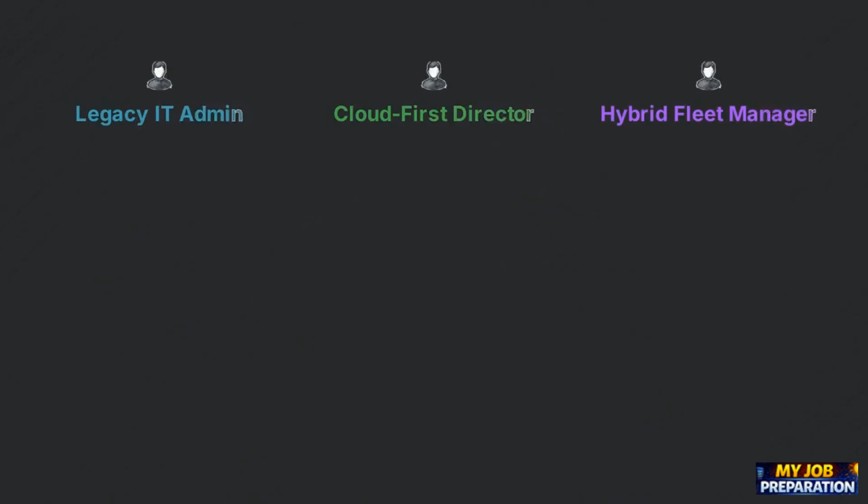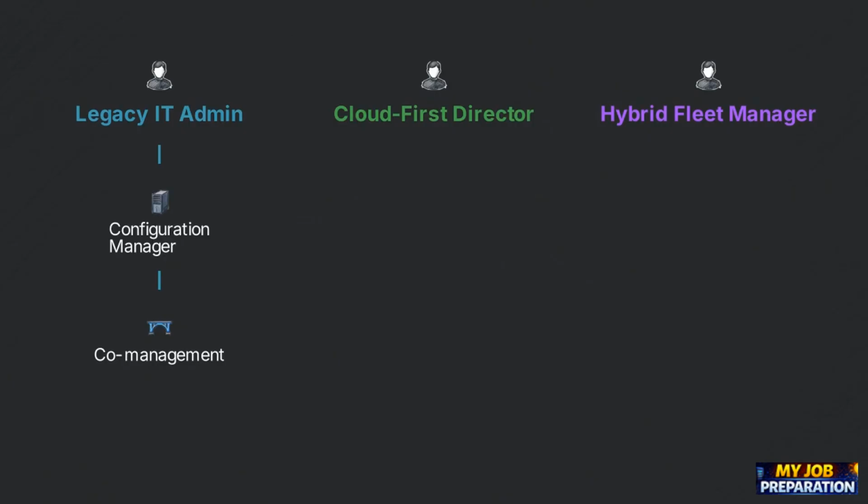Looking at this ecosystem diagram, there is no universal right answer. The correct configuration depends entirely on your organization's current physical footprint. Let's map this out into 3 distinct pathways. First, if you are a legacy IT admin managing heavy data centers, do not try to rip and replace your infrastructure. You should use co-management.